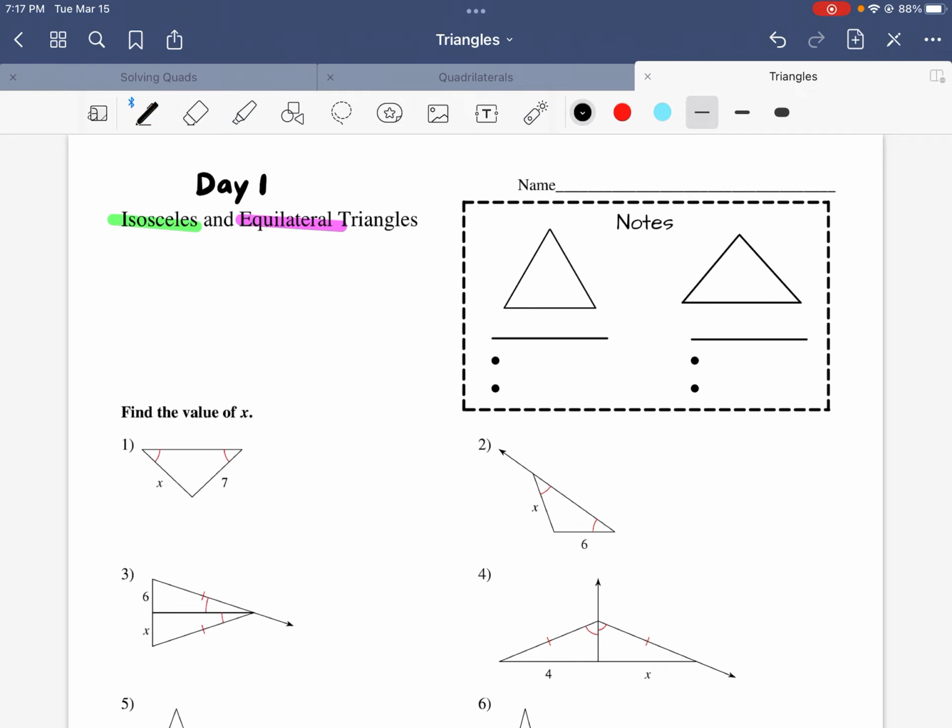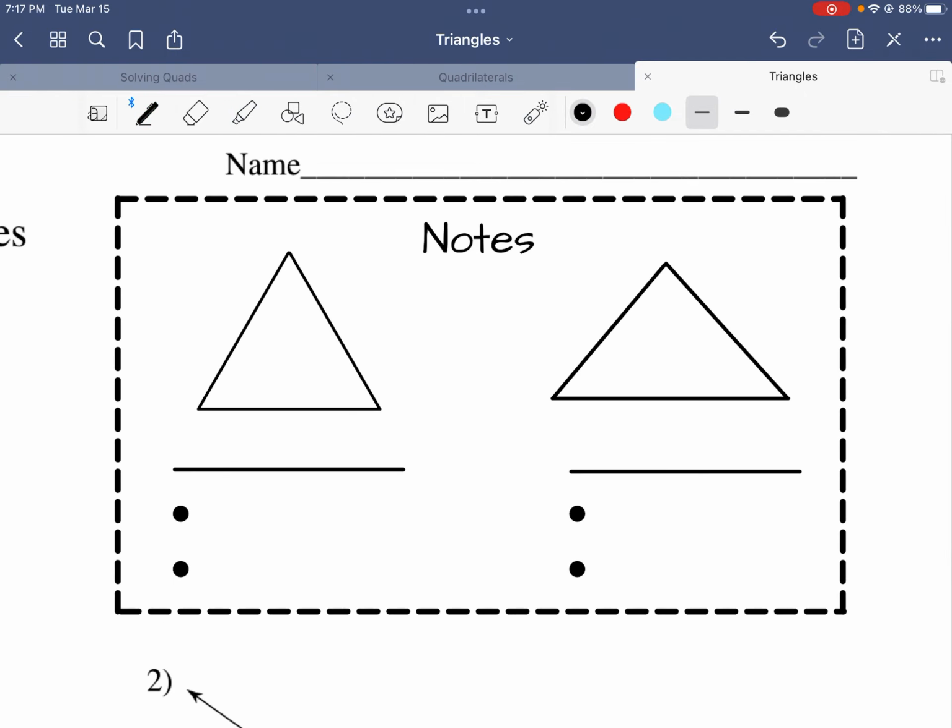So over here on this corner, you see that I made a cute little notes section for you. Hopefully you have this worksheet in front of you and you're following along taking notes. So the first triangle we're going to be talking about is the equilateral triangle. Equilateral.